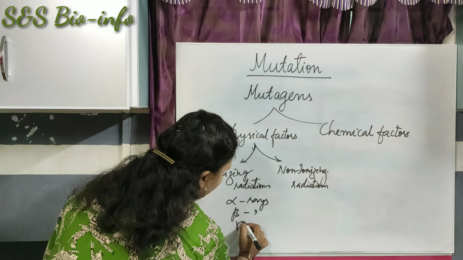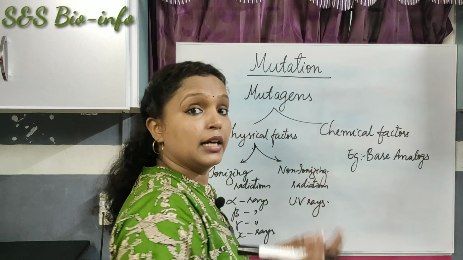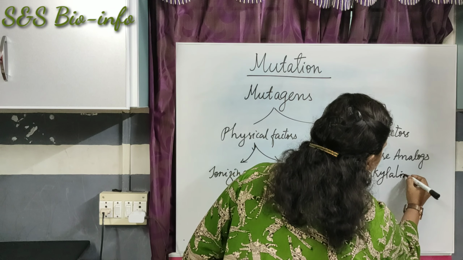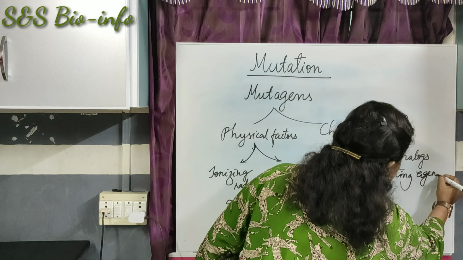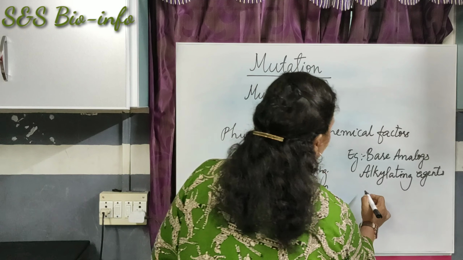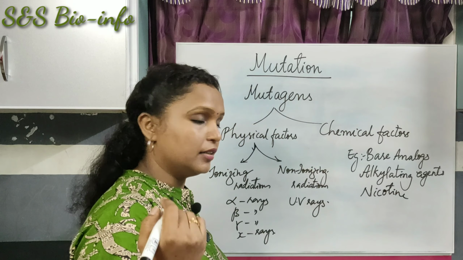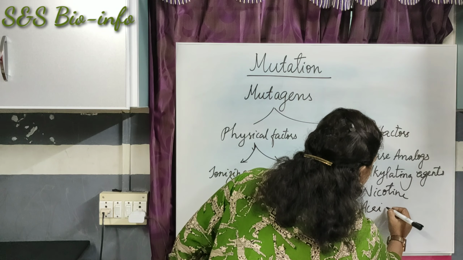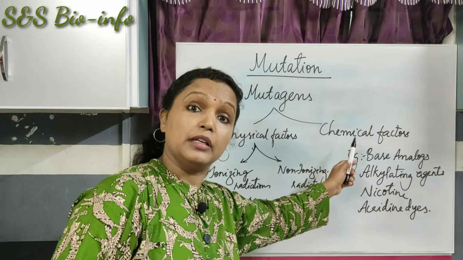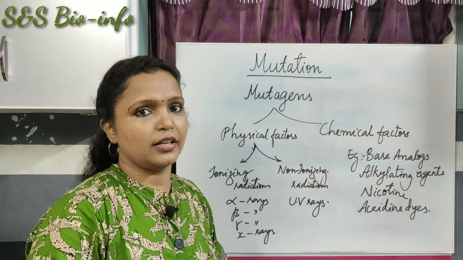The chemical factors are certain kinds of chemicals like base analogues, alkylating agents, even nicotine can act as a mutagen, and acridine dyes. These are some examples of chemical factors that can generate mutations in some living organisms.